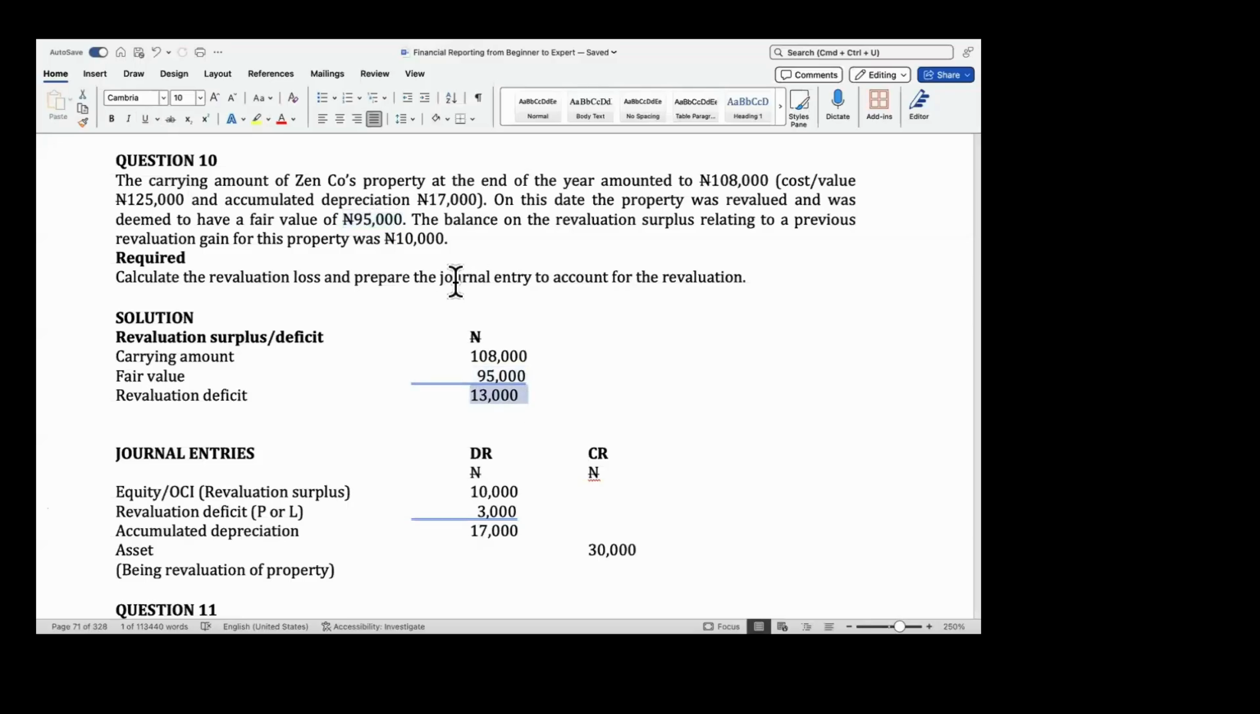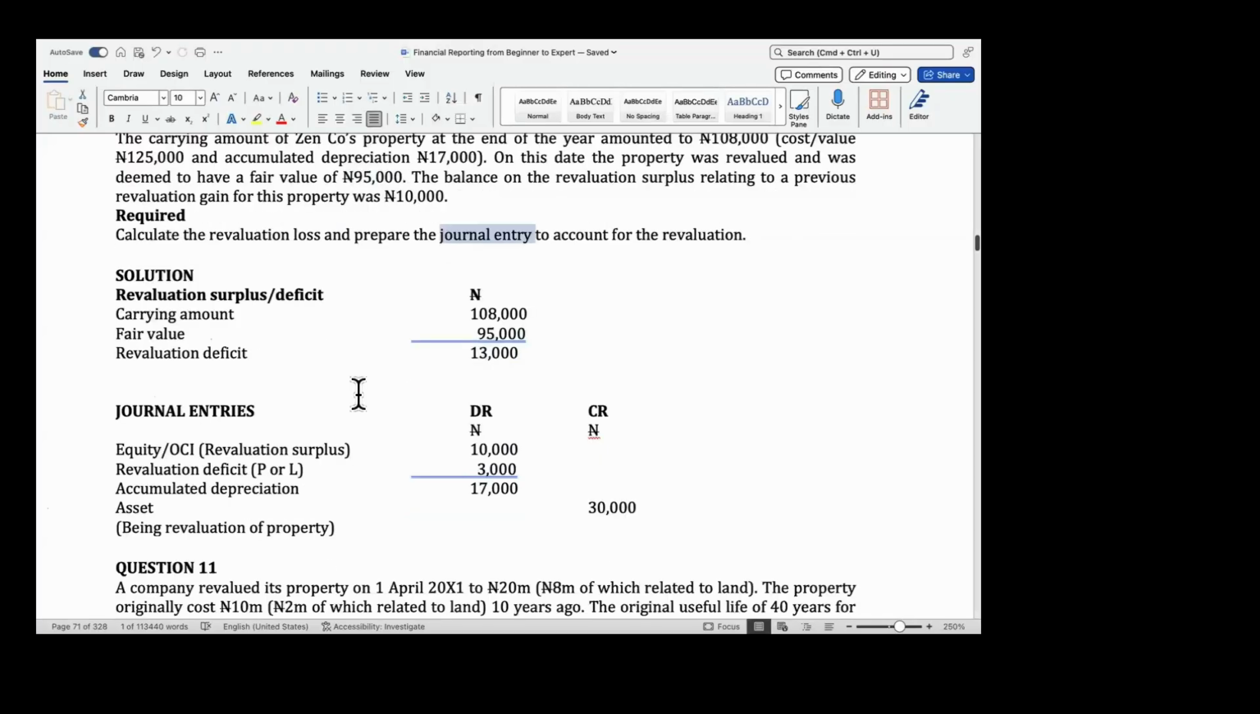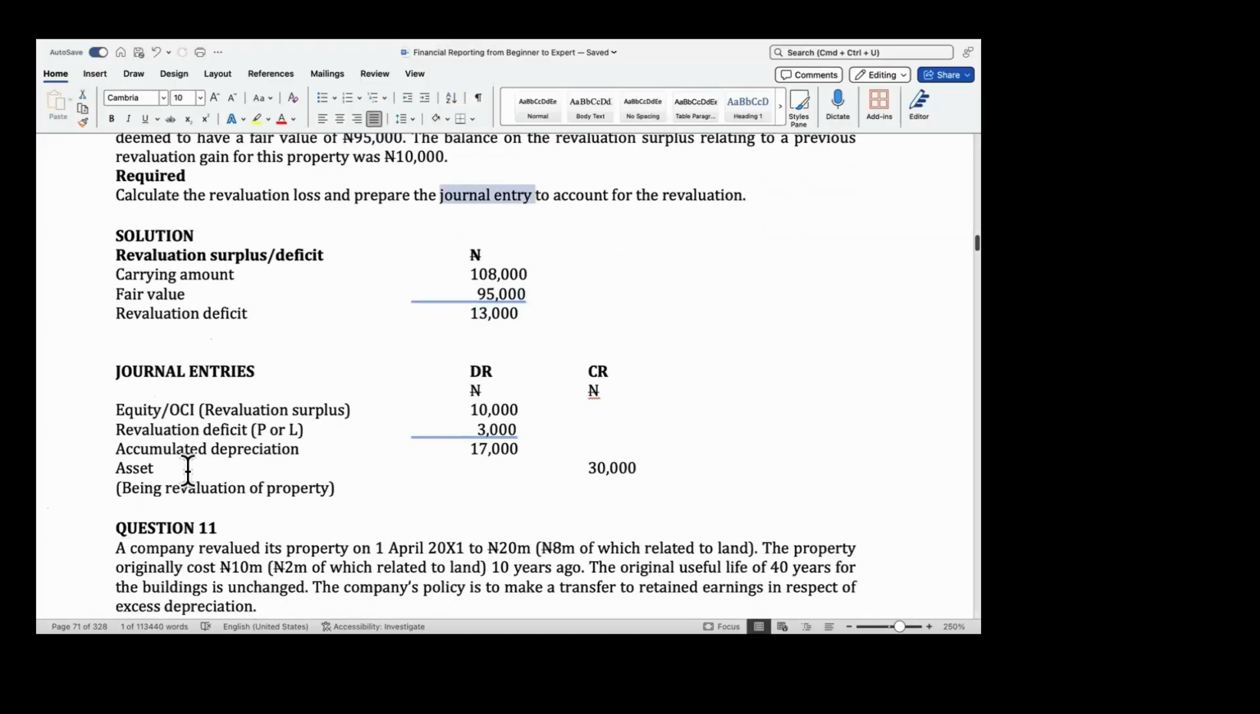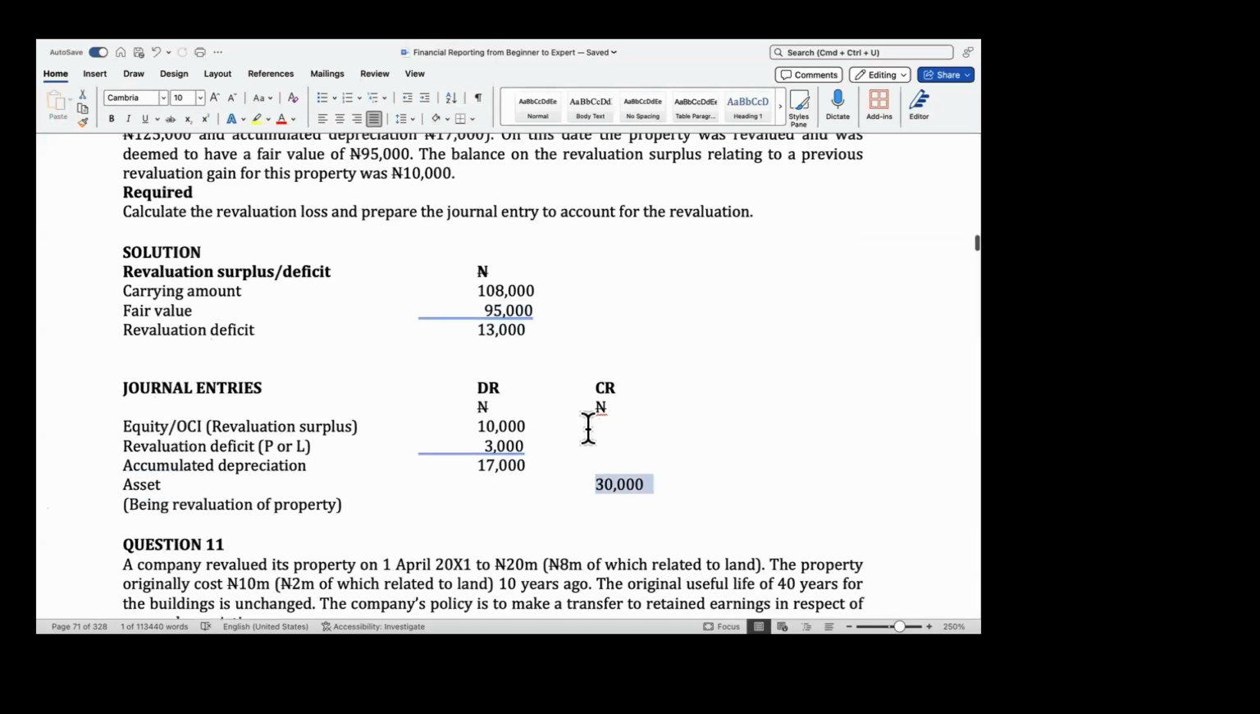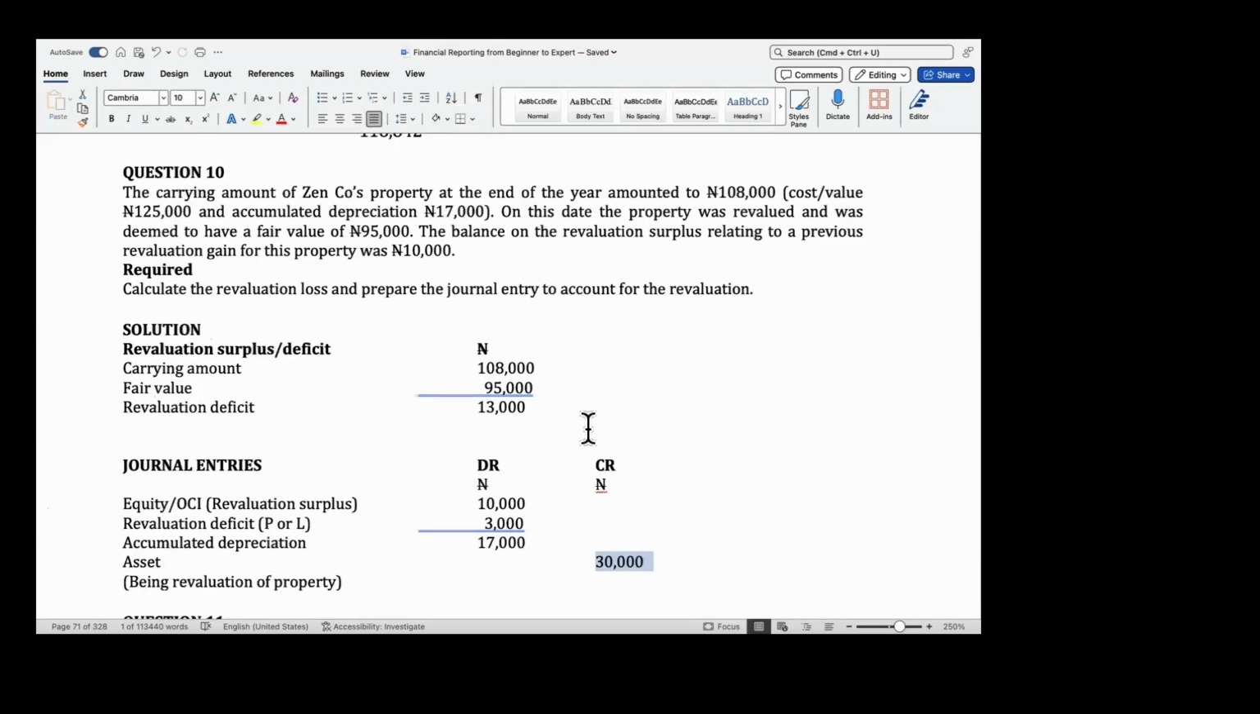That's the first part. And they want us to pass a journal. First, I will take care of my asset first, and I'm crediting 30. So again, may I ask, why are we crediting 30 here? The initial value of the asset, the cost of the asset, is 125, and now the fair value is 95, a difference of 30,000. Thank you very much.